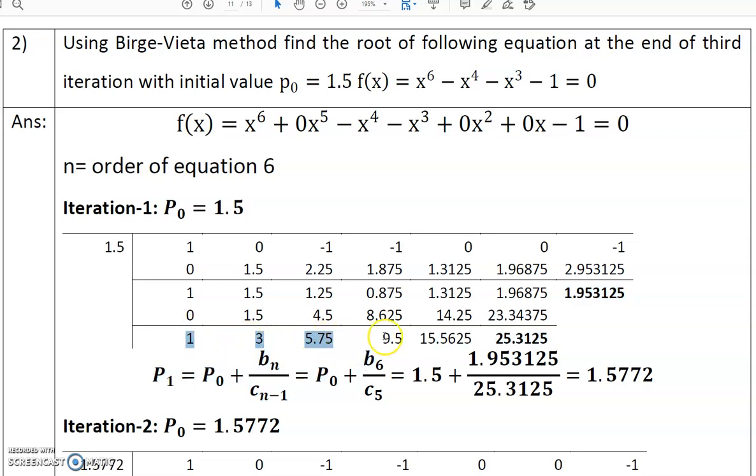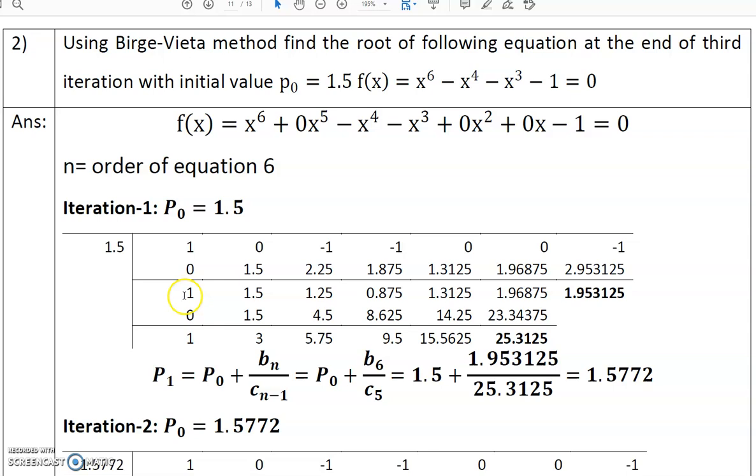This should be continued up to the second last column. Do not go for the last column. What is the Birge-Vieta formula? New root is equal to old root plus bn divided by cn minus 1. This is your row A, this is your row B, and this is your row C.